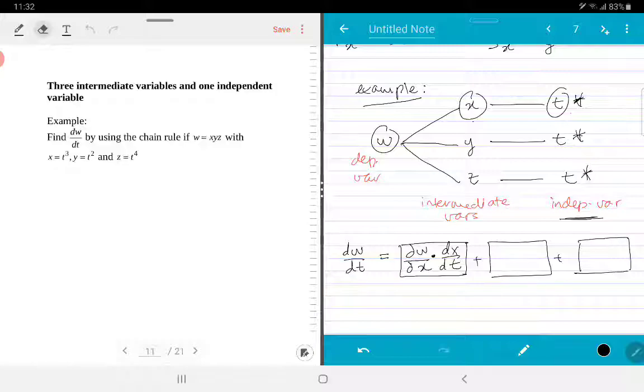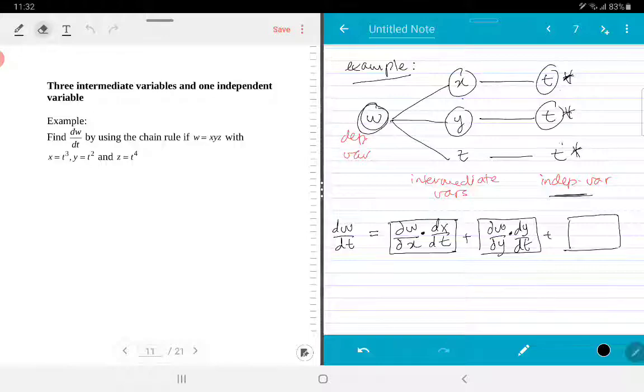Okay, now the second term, we want to go from W to this second T. It has to go through Y first. And again, here when you differentiate W with respect to Y, it has to be partial derivative, because W here is a function in terms of 3 variables, X, Y, and Z. So when you differentiate, you get partial derivative. But then when you differentiate Y, it's going to be ordinary derivative, because Y is in terms of 1 variable. And the last term, we have to go from W to this Z and then to T. So again, when you differentiate W with respect to Z, we have to use partial derivative. And then when you differentiate Z, it's going to be ordinary derivative, because Z is in terms of 1 variable.